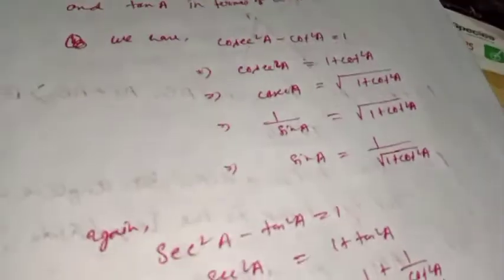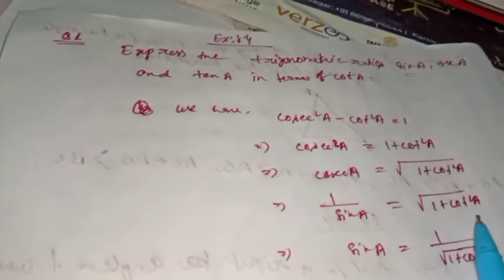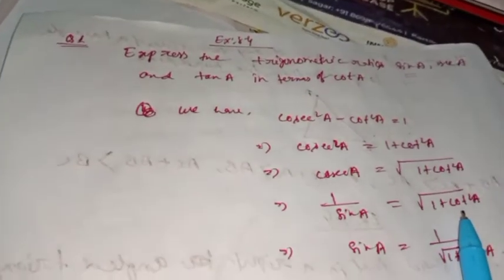today question number 1: express the trigonometric ratios sin a, sec a and tan a in terms of cot a. First we'll try to express sin a in terms of cot a. For sin a, you will not get any direct relation to cot a, but we have an identity that cosec square a minus cot square a is equal to 1. Why have I chosen this identity? Because once you get the value of cosec a, we know that the reciprocal of cosec a is sin a. So we will get sin a. That is why I have taken this one.